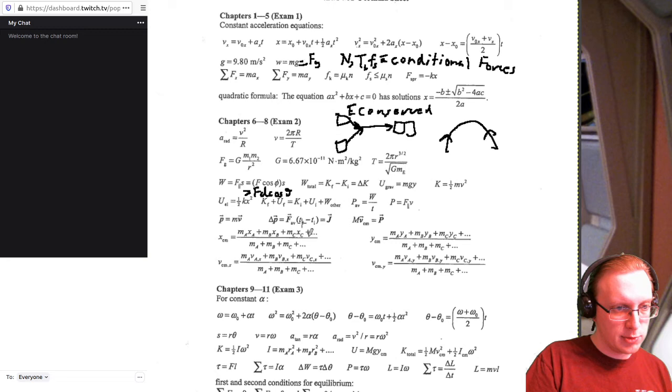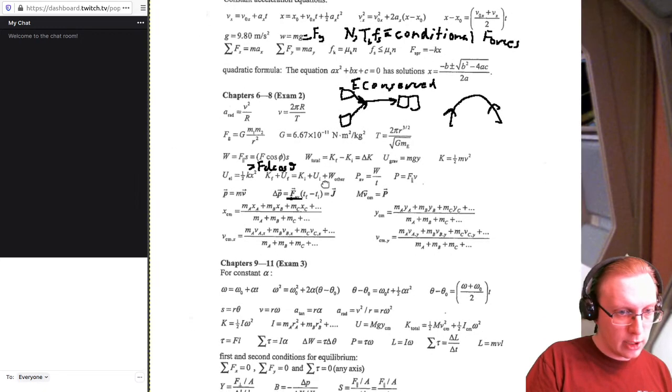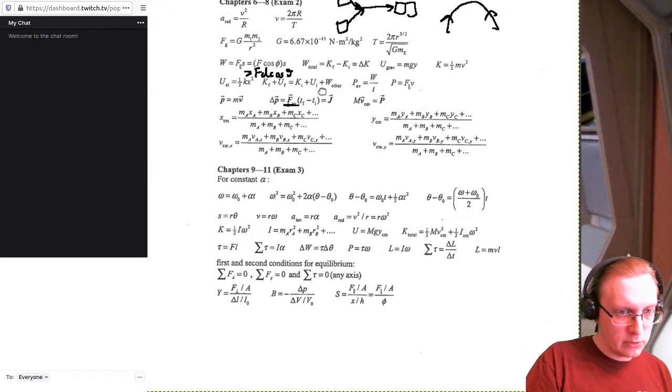Momentum is conserved when there are no forces applied from the outside. So in that case, the momentum change must be 0. I think that's about it for those chapters. All right, scrolling on down.